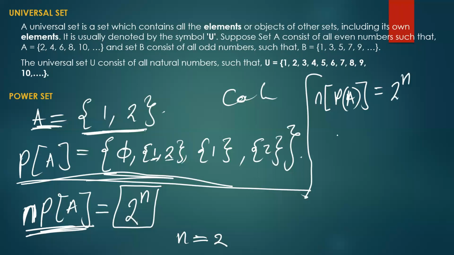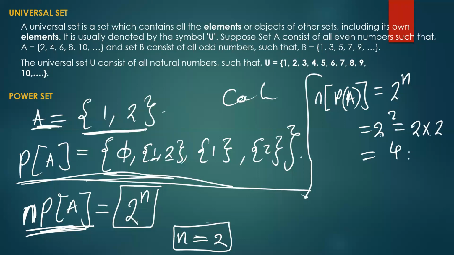2 to the power n. So if it only consists of 2 elements, we then say this will be 2 to the power 2, and then 2 to the power 2 gives us what? 4. So 2 to the power 2 is just the same as 2 times 2, which gives us what? 4. So when you count here, how many elements do we have? 1, 2, 3, 4. So this tells us the formula is correct.